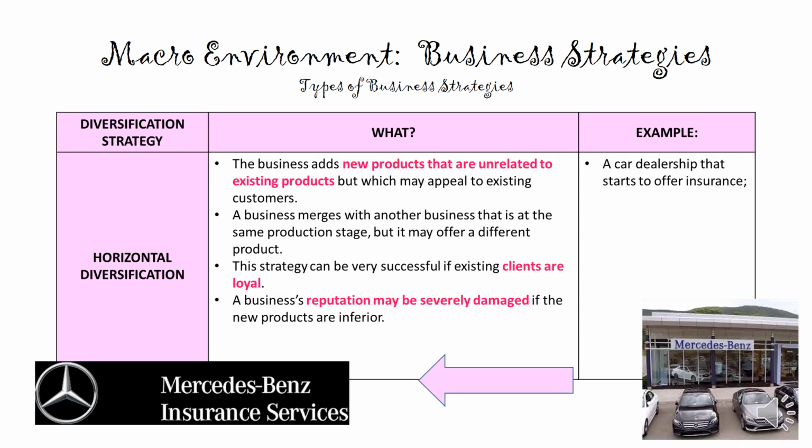With horizontal diversification, we're adding a new product, but in this case the product that we are adding is not related to our existing product, but it might be something that will appeal to our existing customers. All right. So an example of this can be when a business merges with another business that is at the same production stage, but it offers a different product. Now this is a very successful strategy if you have loyal customers.